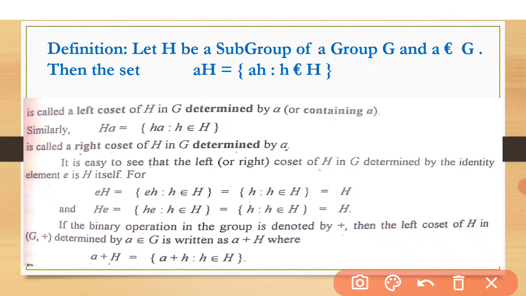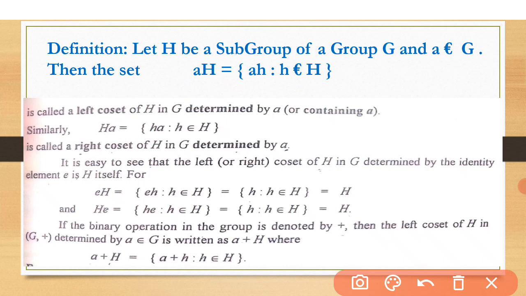So if we take a from G and multiply the subgroup H from the left side, it gives us aH, where h belongs to H, and this is called a left coset. If we take an element, for example a belongs to G, and multiply H by the right side, we get Ha, where h belongs to subgroup H, then it is called a right coset.